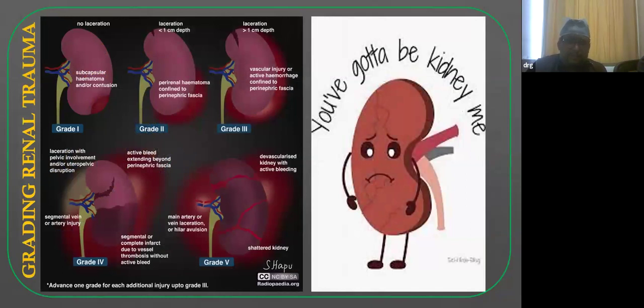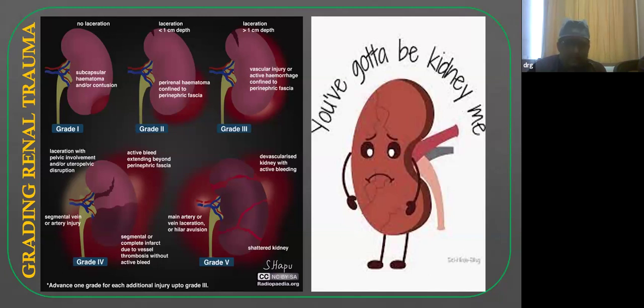Grade 1, where there is no laceration, there is a subcapsular hematoma or contusion. Grade 2, where there is a laceration of less than 1 centimeter depth, and a hematoma confined to the perinephric fascia. Grade 3, where the laceration is more than 1 centimeter in depth, and there is vascular injury or active bleeding confined to the perinephric fascia.